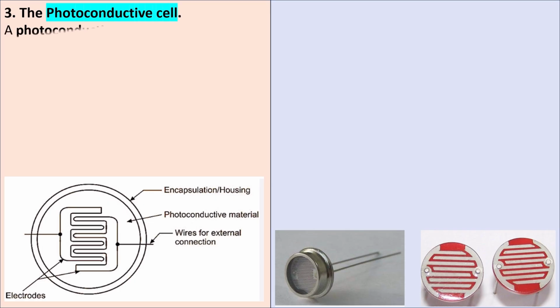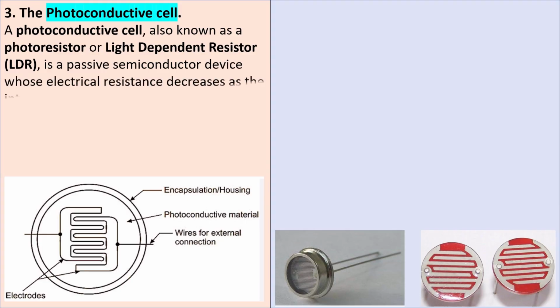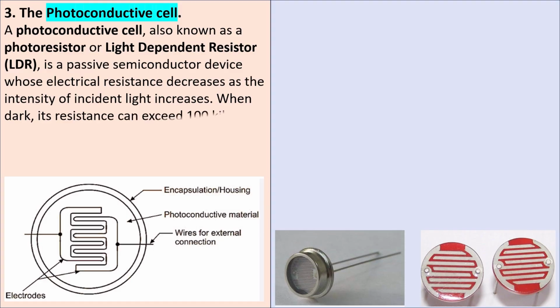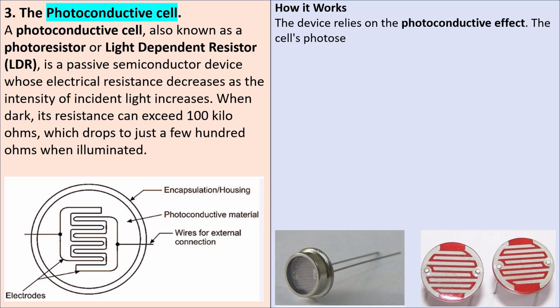The photoconductive cell. A photoconductive cell, also known as a photoresistor or light-dependent resistor, LDR, is a passive semiconductor device whose electrical resistance decreases as the intensity of incident light increases. When it's dark, its resistance can exceed 100 kilohms, which drops to just a few hundred ohms when illuminated.